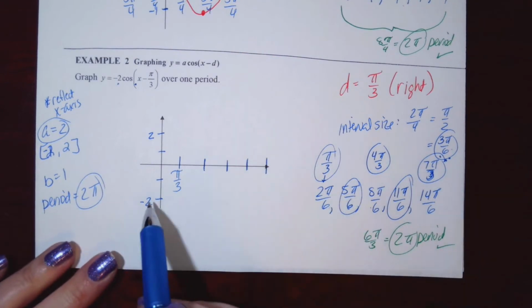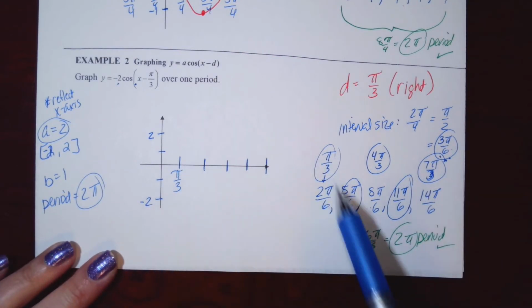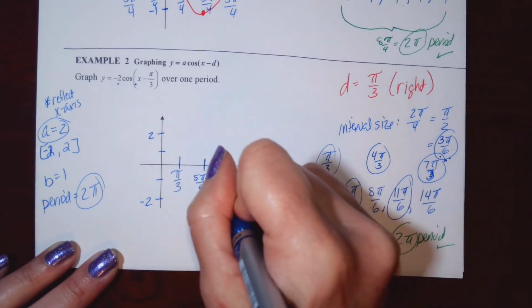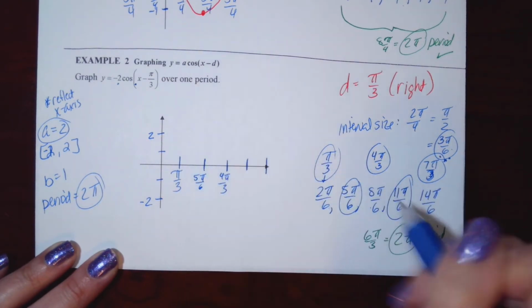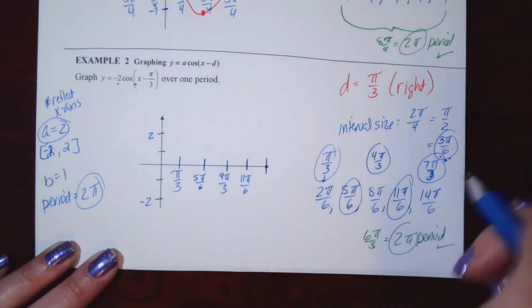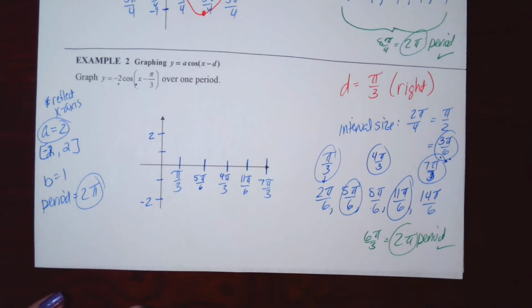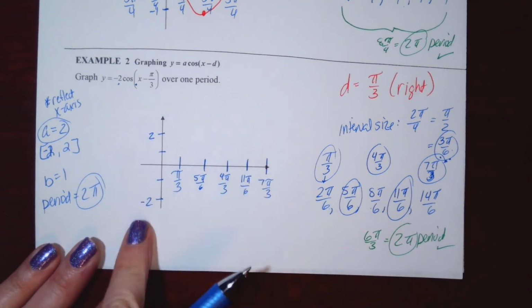All right, so let's label our x-axis. Pi third, 5 pi sixth, 4 pi third, 11 pi sixth, and 7 pi third. Everything is in lowest terms. I've labeled my x and my y-axis.